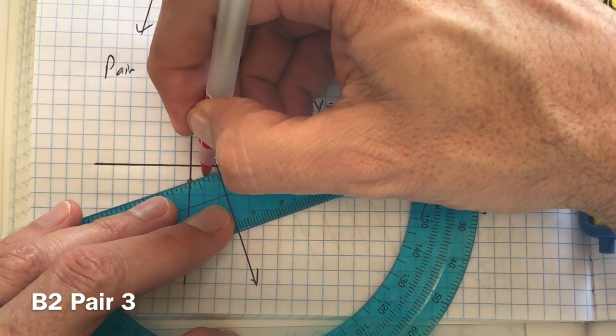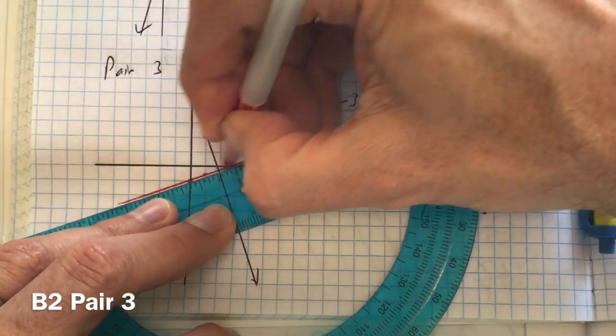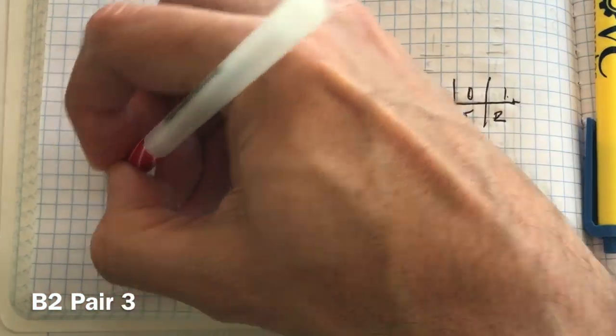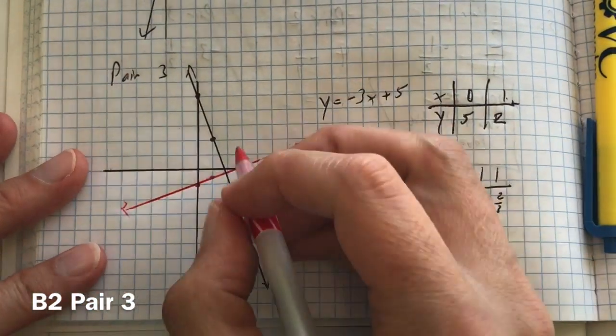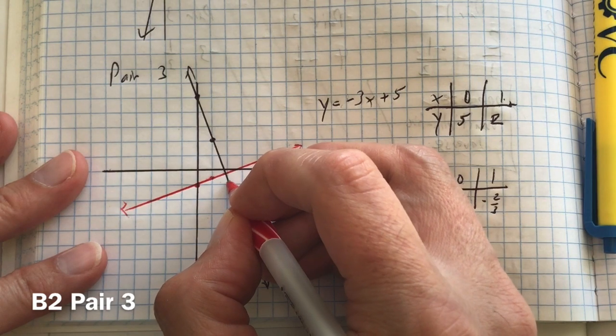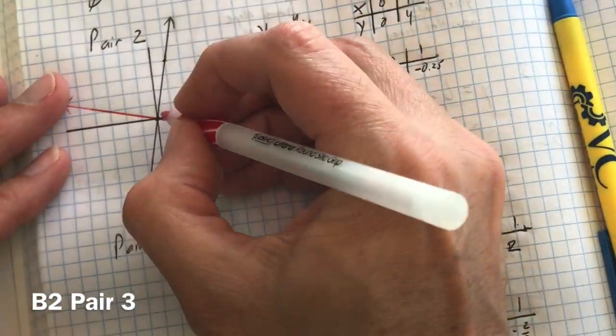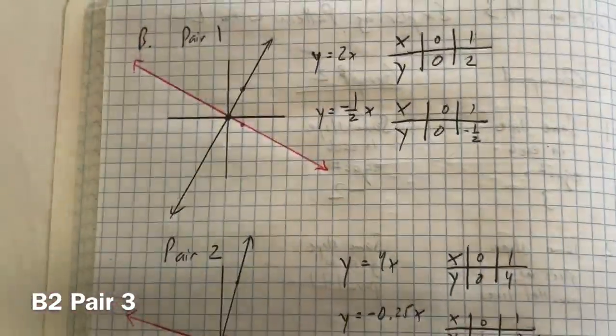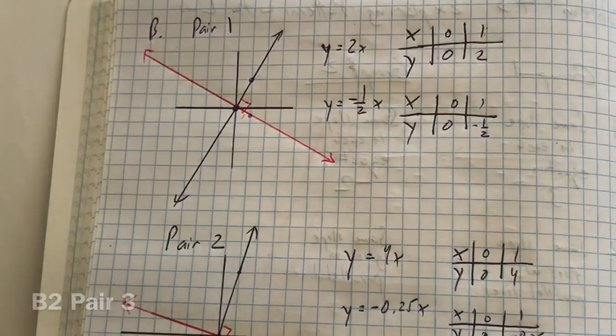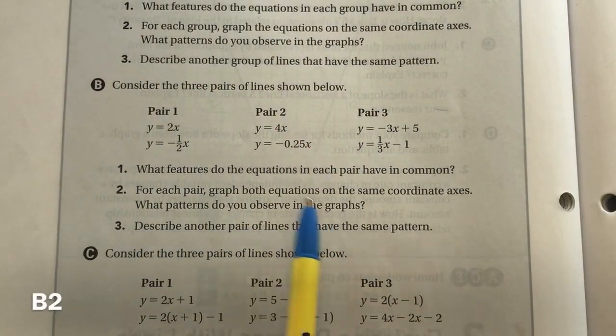Hopefully I'm plotting it okay. So it looks to me like this is pretty close to being a right angle here. This might not be exactly the right angle here, and a right angle here. So what patterns did you observe in the graphs?